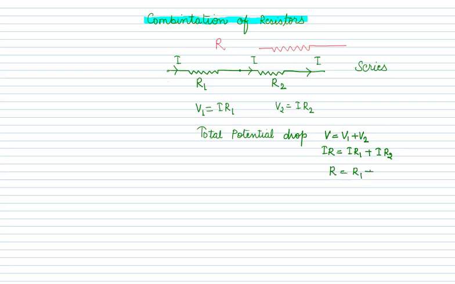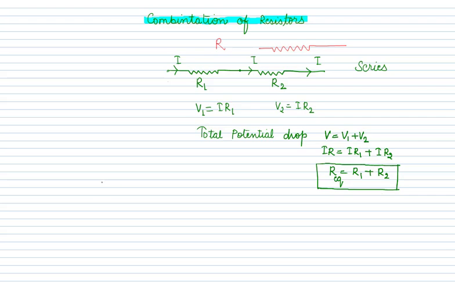That means the total resistance of the system will be the sum of these two. So this is known as, we can call it as equivalent resistance, or the total resistance of this arrangement is equal to the sum of the two resistors which are connected in series. So whenever we are having a number of resistors which are connected in series, we have to simply add them and get the equivalent resistance.